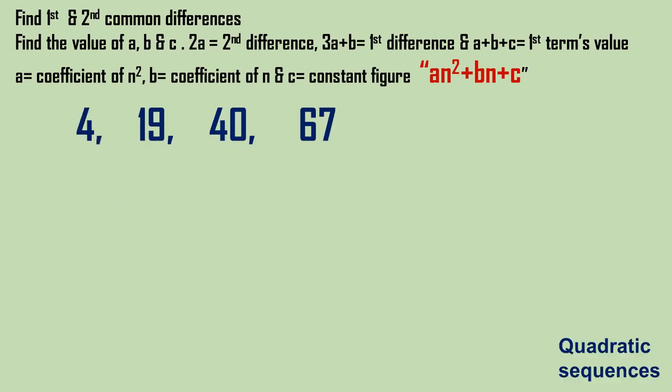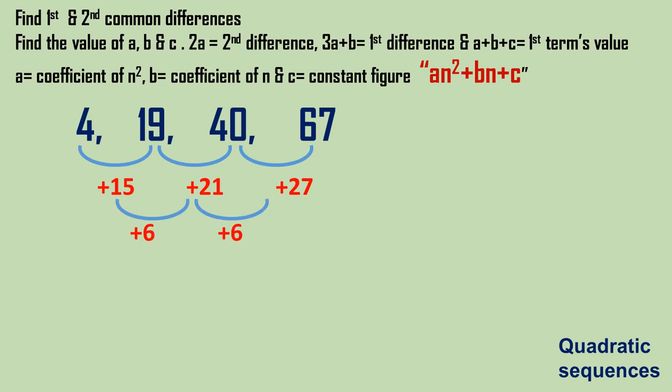So we're going to see another number in a quadratic sequence. For example, you can see the first difference of these numbers, and then the second difference is a common difference. So we found that 2a is equal to the second difference, 3a plus b is equal to the first difference, and a plus b plus c is equal to the first term value.